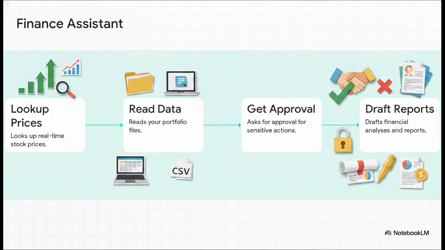Step 1. It uses a tool to look up livestock prices. Step 2. It accesses its memory to read your portfolio CSV file. Step 3. And this is absolutely massive. It prepares to make a trade, but it hits the harness's approval system. It literally stops in its tracks and asks for human authorization before executing a sensitive action. Then, once approved, Step 4, it drafts and outputs a comprehensive financial report. It's a perfect, real-world scenario that flexes every single muscle of that agent harness.